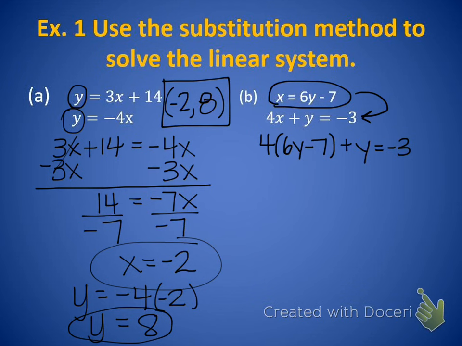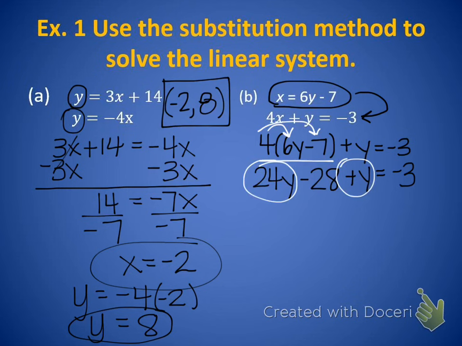I'm supposed to distribute first, and right here there is distributing that I can do. So 4 times 6y, and I'm going to do 4 times -7. So 4 times 6y is 24y, 4 times -7 is -28, and then I'm going to bring down the rest of the problem. Call, the C stands for combine like terms. Hopefully you see very easily 24y and positive y are like terms. So when I combine those, I have 25y minus 28 equals -3.